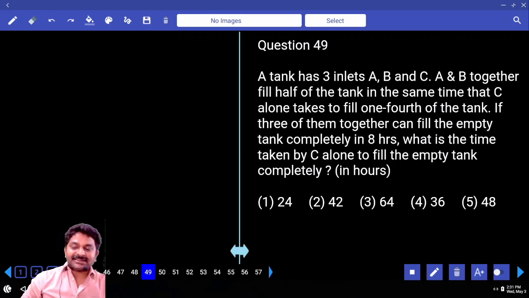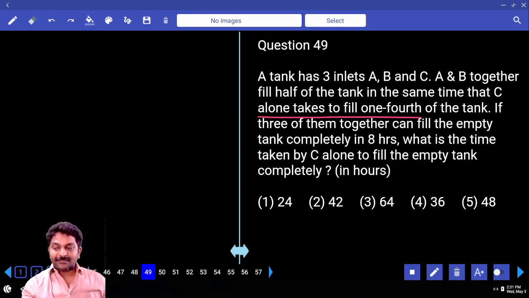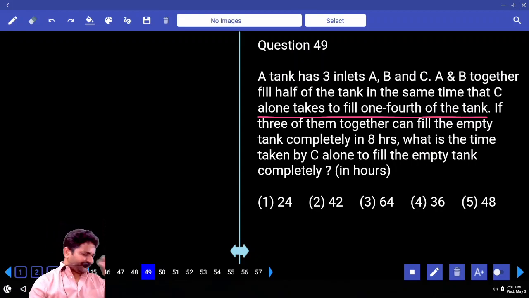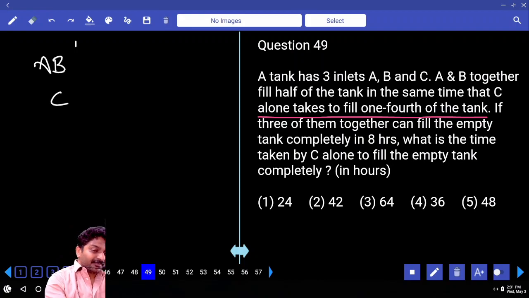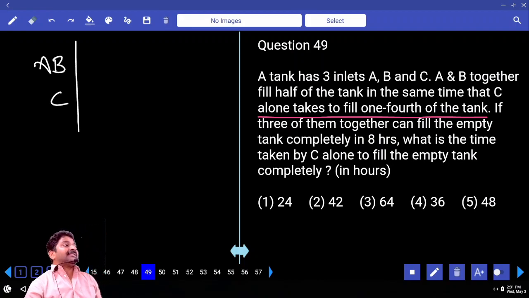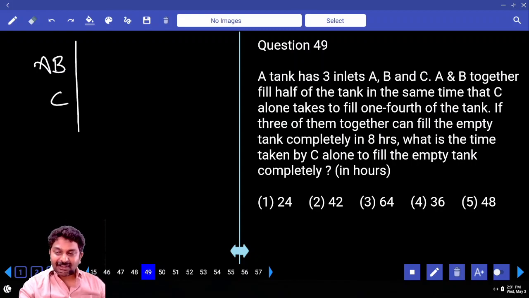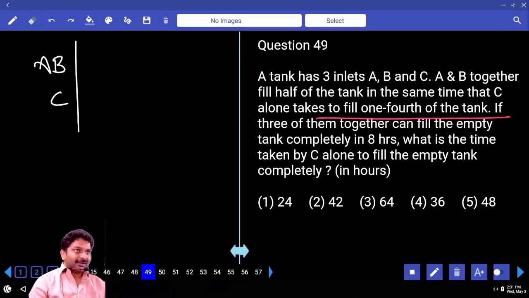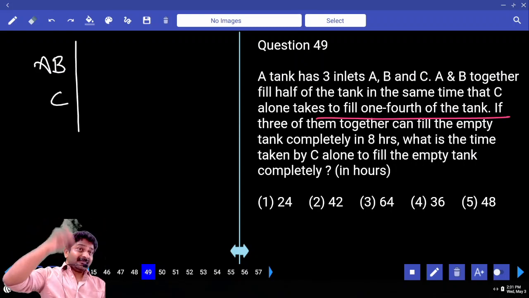A tank has 3 inlets, A, B, C. A and B together can fill half of the tank in the same time that C alone takes to fill 1/4 of the tank. For example, we have 2 tanks. If C fills 1/4 of the tank, since it says 1/4 here, I am taking 1/4. There is a total tank, and to complete 1/4 of it.